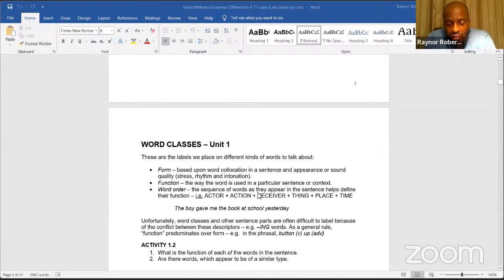Unfortunately, word classes and other sentence parts are often difficult to label because of the conflict between descriptors. As a general rule, function predominates over form. For example, in the phrasal verb button up, right? So phrasal verbs show us that function is more important than form, because phrasal verbs are crazy because they function in a certain way. All right.